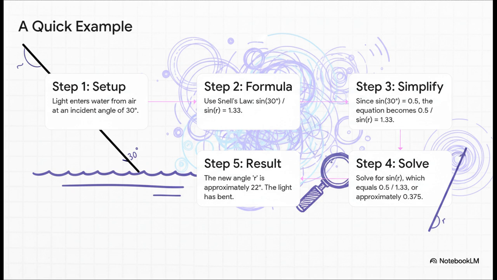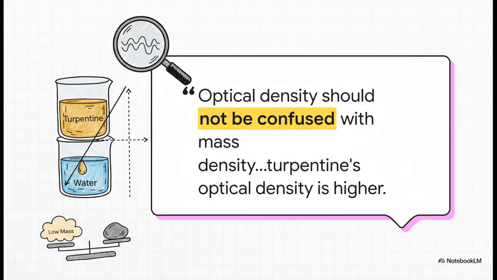The sine of 30 degrees, that's 0.5. We know the refractive index of water is 1.33. So now our equation is 0.5 divided by the sine of r equals 1.33. We just do a little algebra, solve for the sine of r, and we get about 0.375. Then we find the angle that gives us that sine, and boom, it's about 22 degrees. The light came in at 30 and bent to 22. The formula works perfectly.